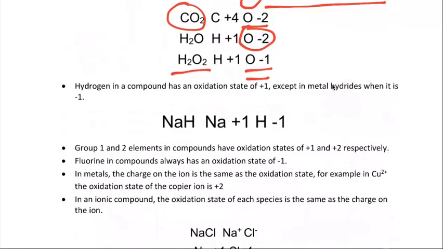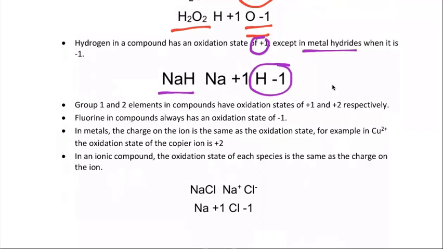If you have hydrogen in a compound, it's always going to be +1, except if it's paired up with a metal. So hydrogen, as long as it's paired up with another non-metal, it'll be +1. When you pair it up with a metal, like sodium, the hydrogen takes the negative charge rather than the metal, because metals will never be negative.